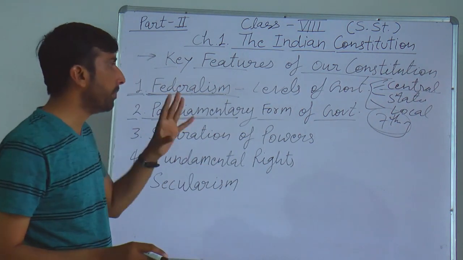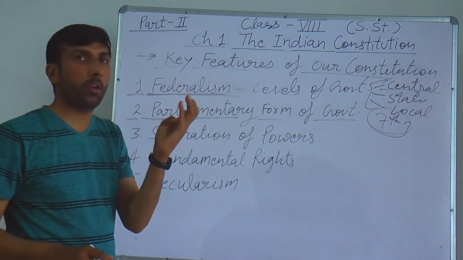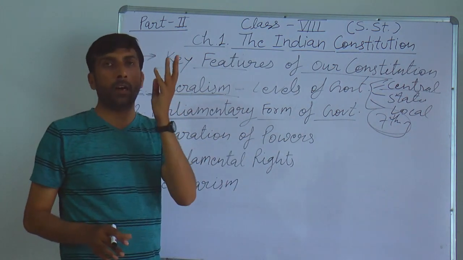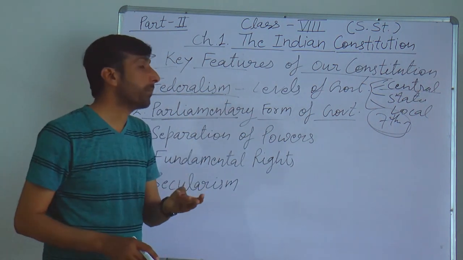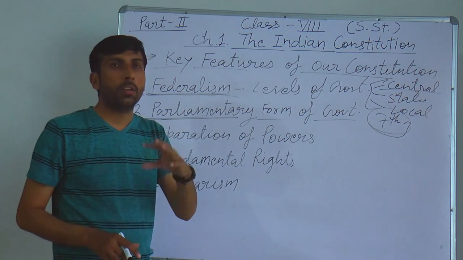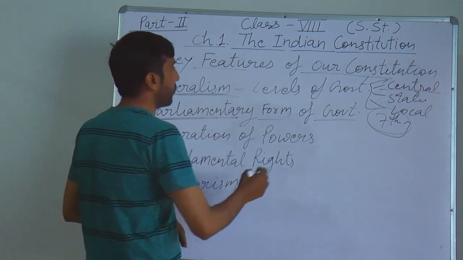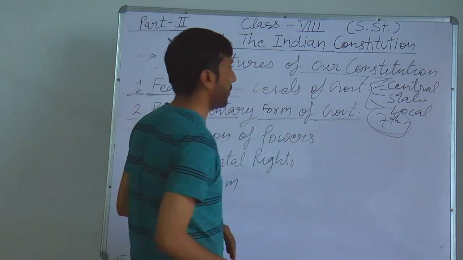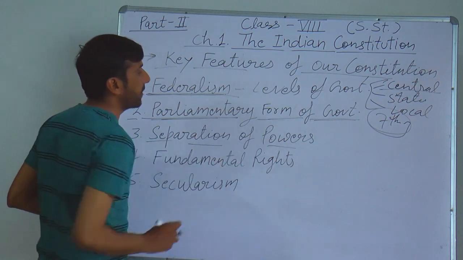Parliament consists of three parts: the President, Lok Sabha and Rajya Sabha. Lok Sabha is the lower house, known as the House of the People. Rajya Sabha is the upper house, known as the Council of States, the House of the States. So this is the parliamentary system. Understand? Next is separation of powers.